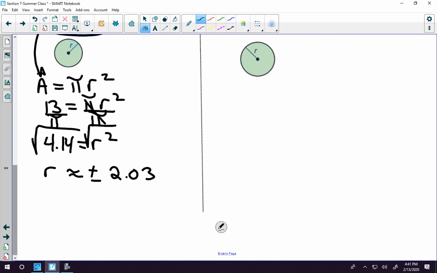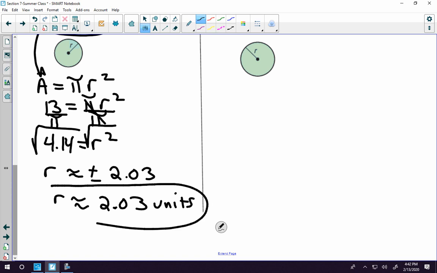Remember, when we're using the square root property, it's plus or minus 2.03. Now, length can't be negative, so we're going to ignore the negative value for the radius, and the radius value is approximately positive 2.03 units in length. So again, this is a problem where we're using the formula for the area of a circle. However, we know what the area is, and we're looking for the length of the radius.